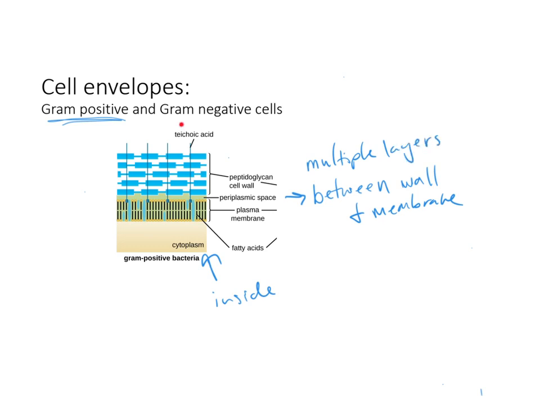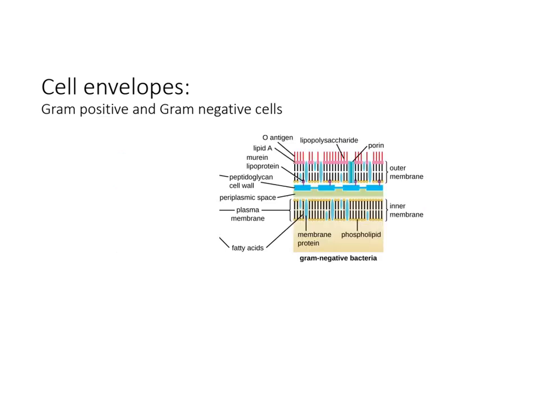Positive cells also have what's called teichoic acid embedded into their cell wall, and this is something that's only found in gram-positive cells, and it can actually be used as a diagnostic to determine whether a person is infected with a gram-positive or a gram-negative bacteria.